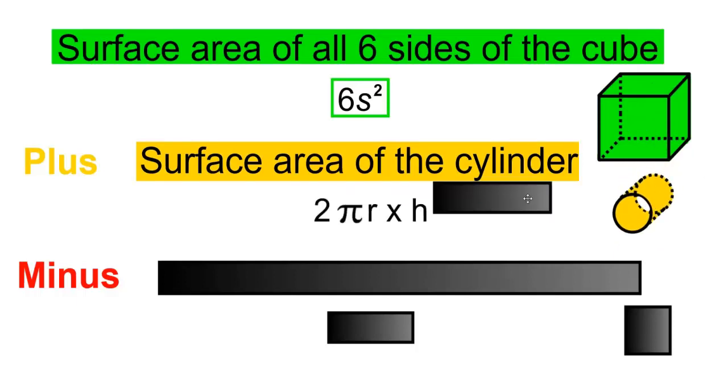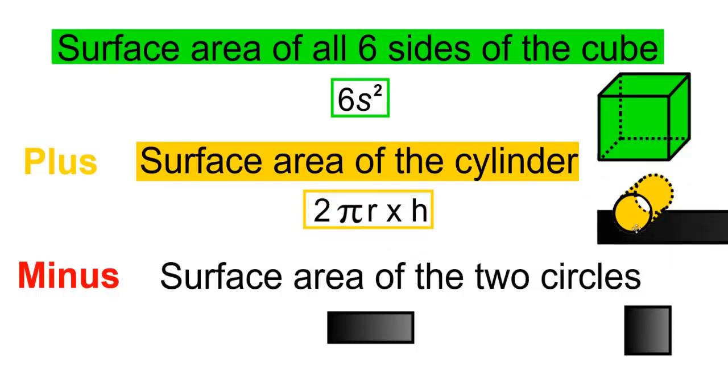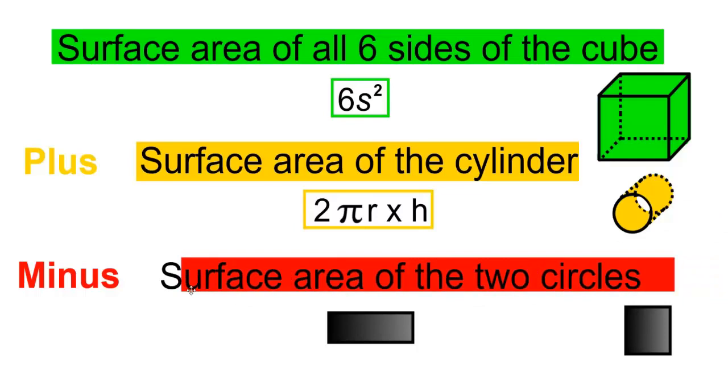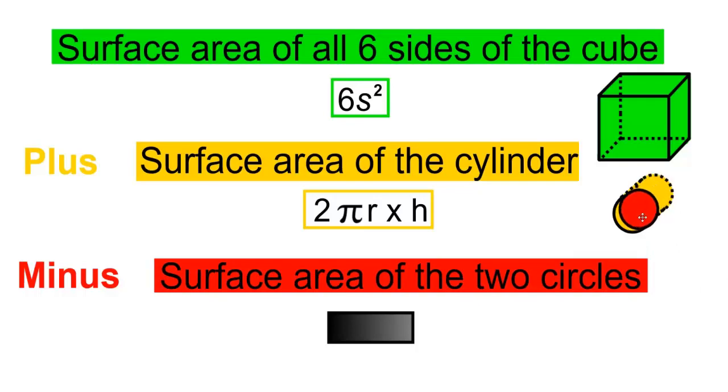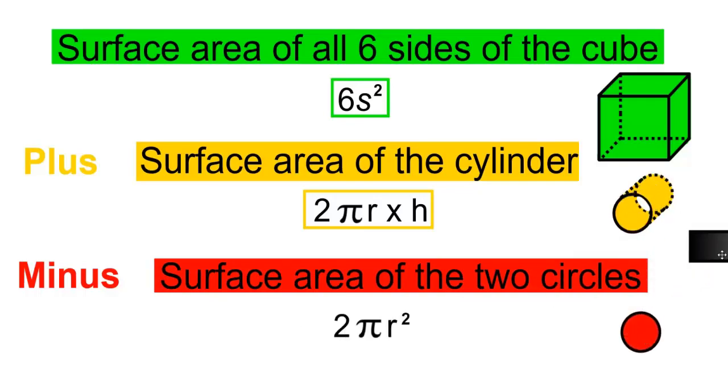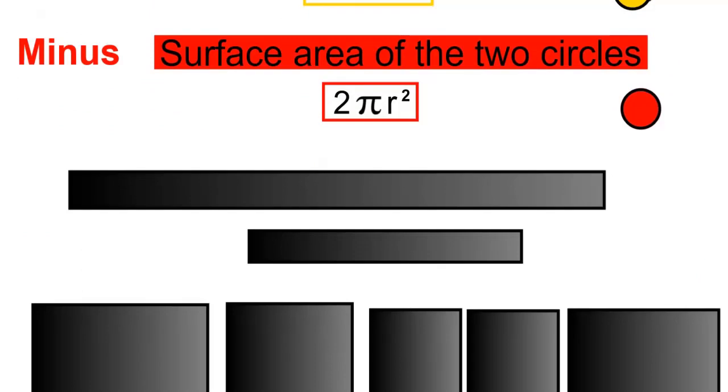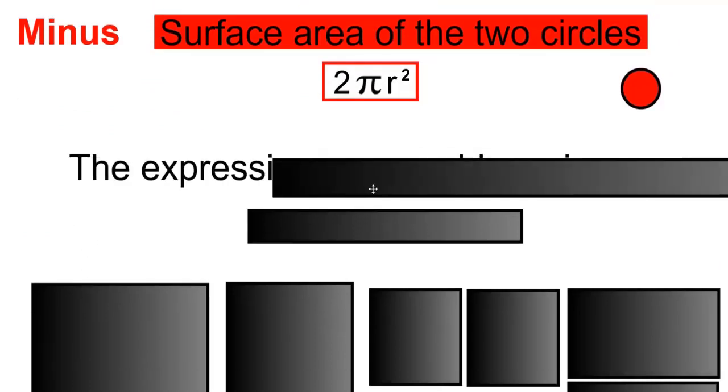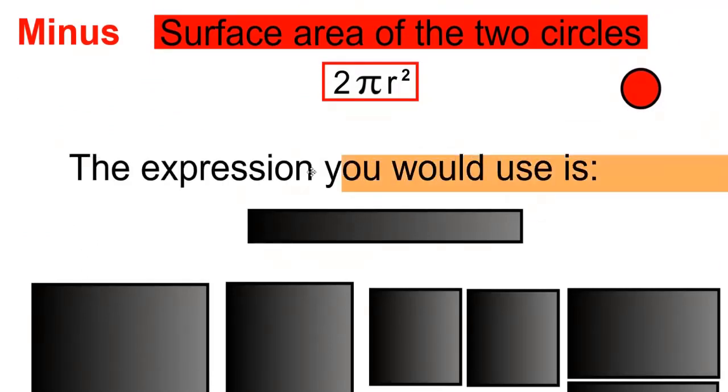and the expression for the cylinder would be 2 times pi times radius times height, minus the surface area of the 2 circles, and the 2 circles are 2 holes in the cube. The expression will be 2 times pi times radius squared. Now we'll put all 3 of those expressions together.